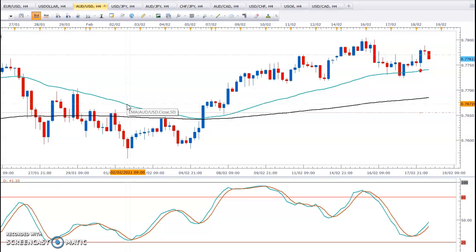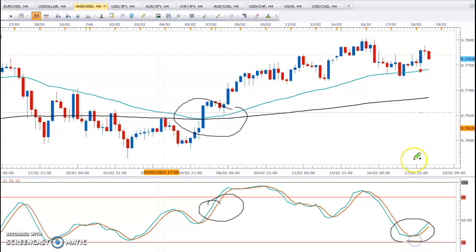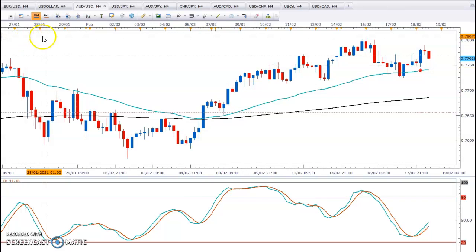So here, there is a buying opportunity. There's a buying opportunity here, which we had. I think we had quite a few pips on that. Now, which time frames to use? This is a 4-hour chart. Let's go to the 1 day chart on the Aussie USD.